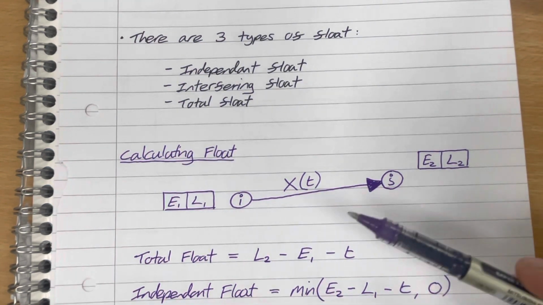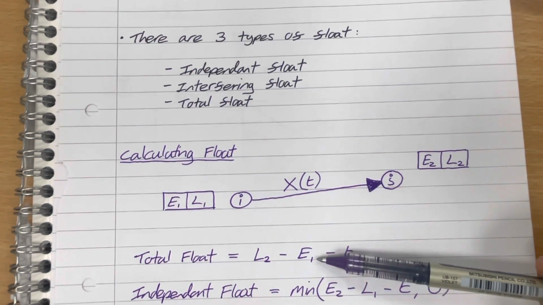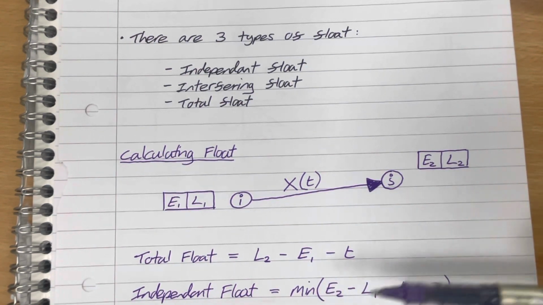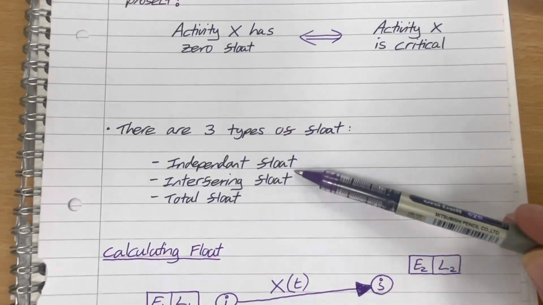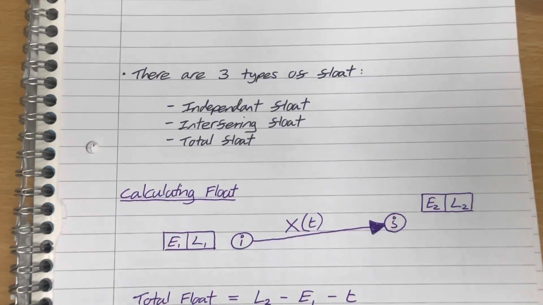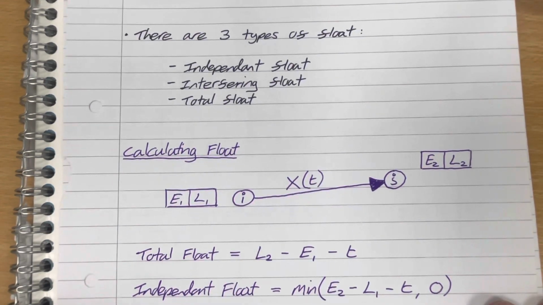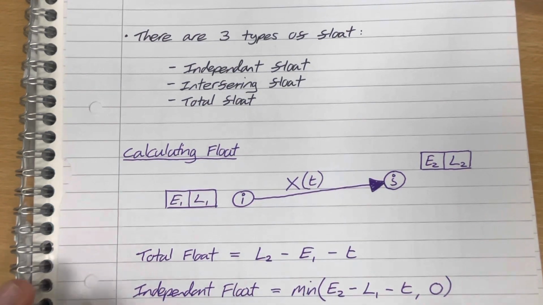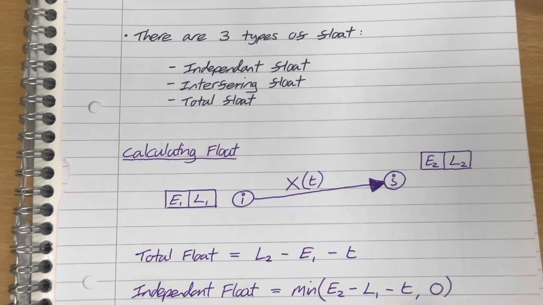And then the interfering float is going to be the total float subtract the independent float, because the total float is the sum of those two. So the interfering float is therefore the difference between the top and bottom. Okay, so those are how we calculate the floats. You just need to remember those and be able to describe the differences between the floats as well.